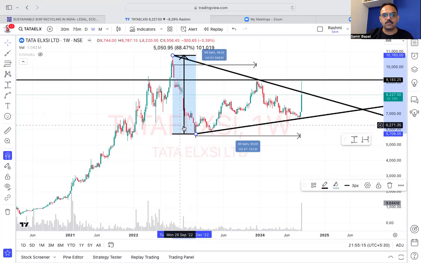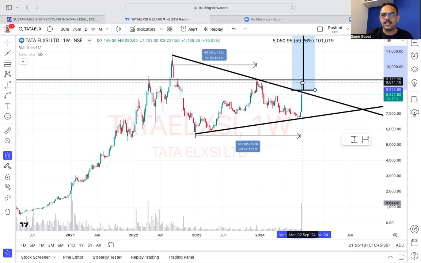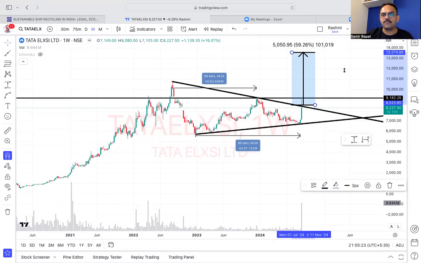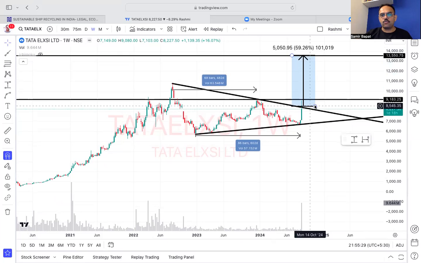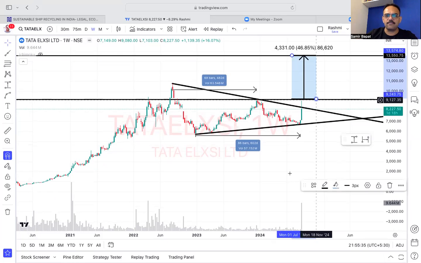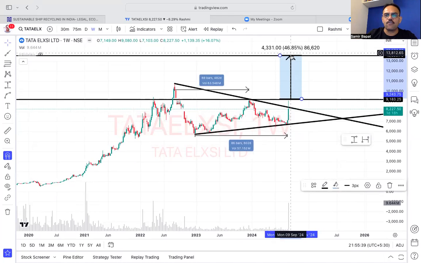Yeah. So if we see from a triangle, the target is somewhere here. We are waiting for it to close above the high. So let's say from here, 9200. Okay, once it closes above 9200, it has got a potential of reaching till 13,000 whatever.